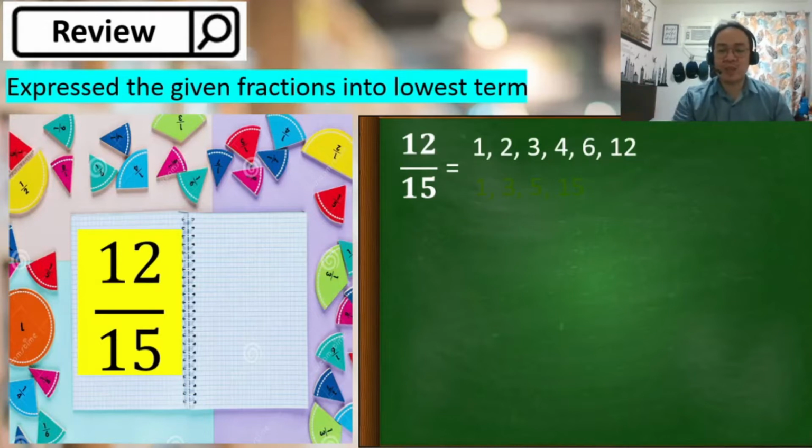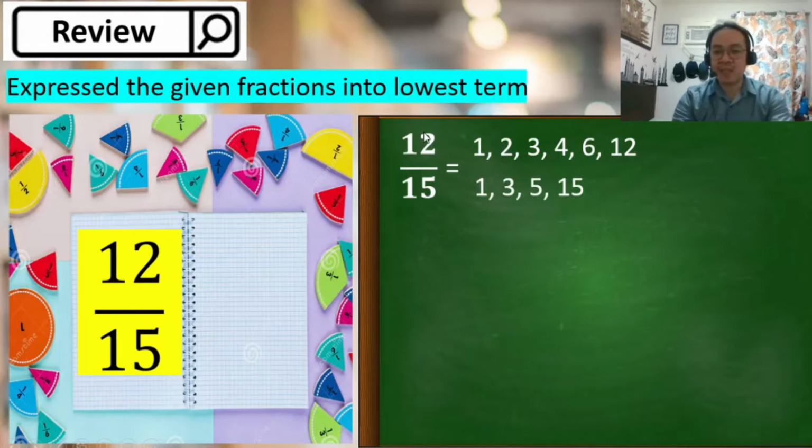When we say factors, these are the numbers that when we multiply them, the product will be 12, such as 1 times 12, so that's why 1 and 12 are factors of 12. 2 times 6 is a factor of 12 because when we multiply 2 and 6, the product is 12. Next, the factors of 15 are 1, 3, 5, and 15.